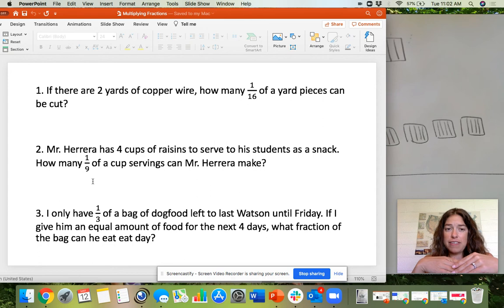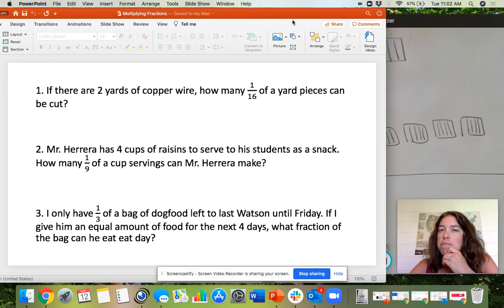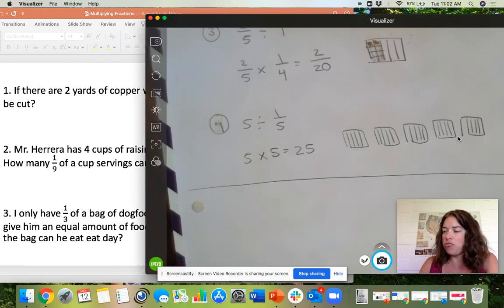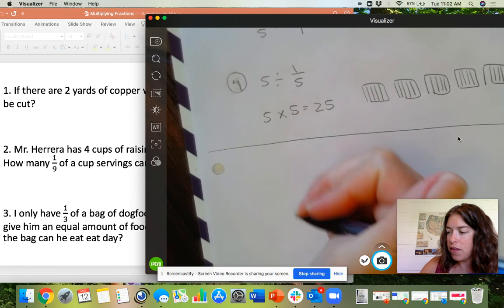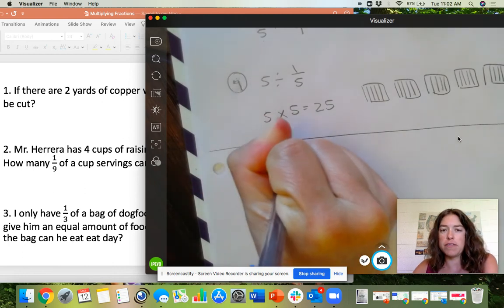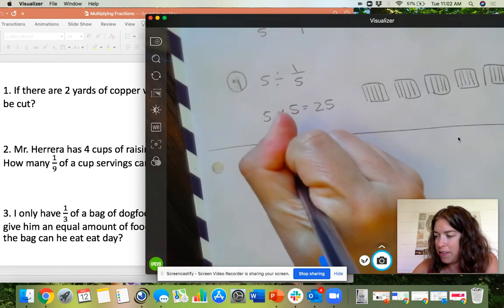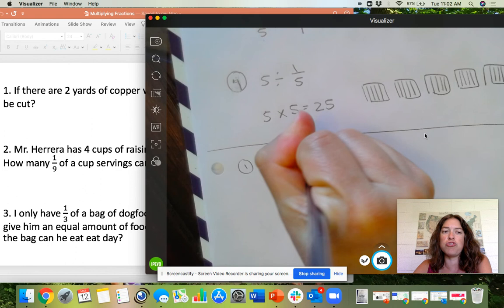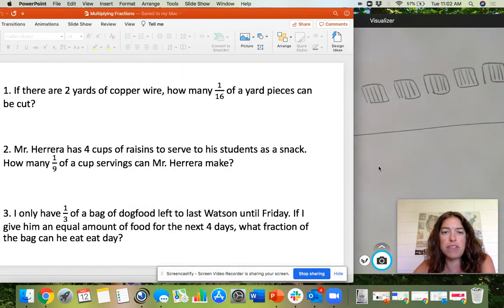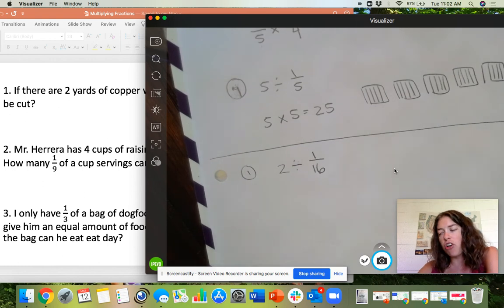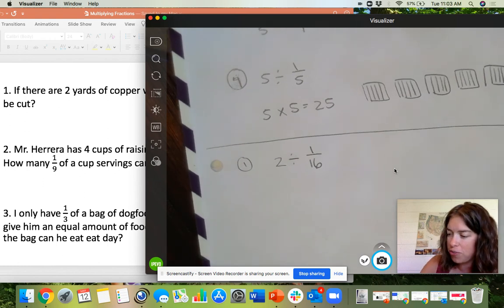So I could draw this out. I could draw my 2 yards of copper wire and cut them into 16ths, but I think I can also do this by writing an equation and using my keep, change, flip. So I'm starting with 2 yards of copper wire, and I'm dividing them into pieces that are 1/16 each. Maybe 1/16 of a yard pieces, which now I can solve using my keep, change, flip. Go ahead and solve using your keep, change, flip. I'm just going to draw a model just to prove it.